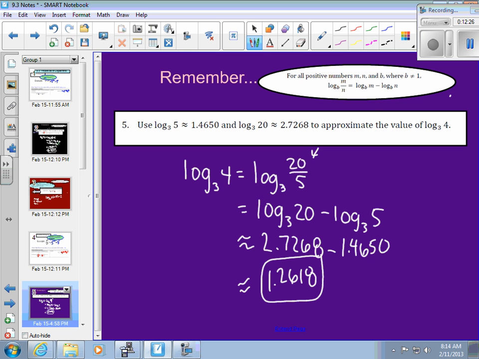So that's using properties of logs. All right, tomorrow we're going to look at one last log property in class, and that we can use to help us solve some of these problems.